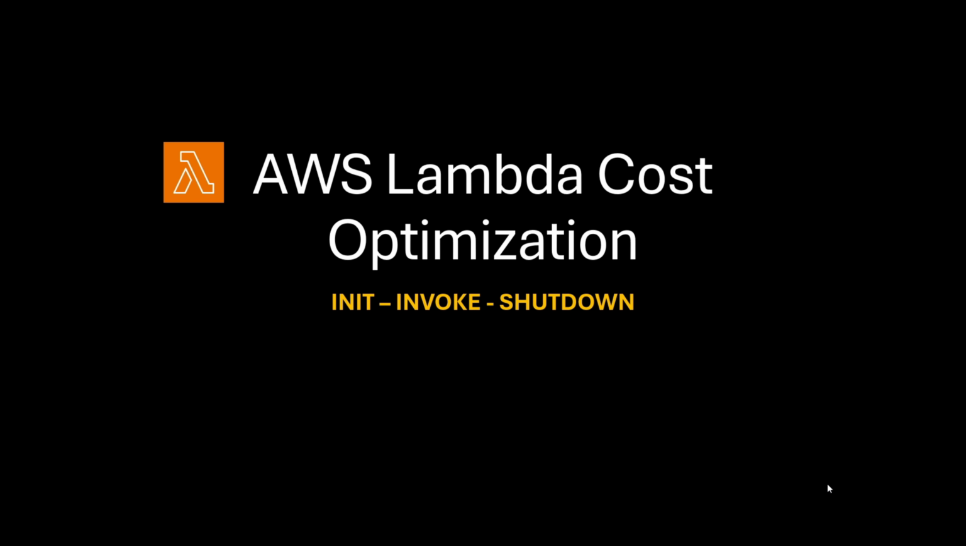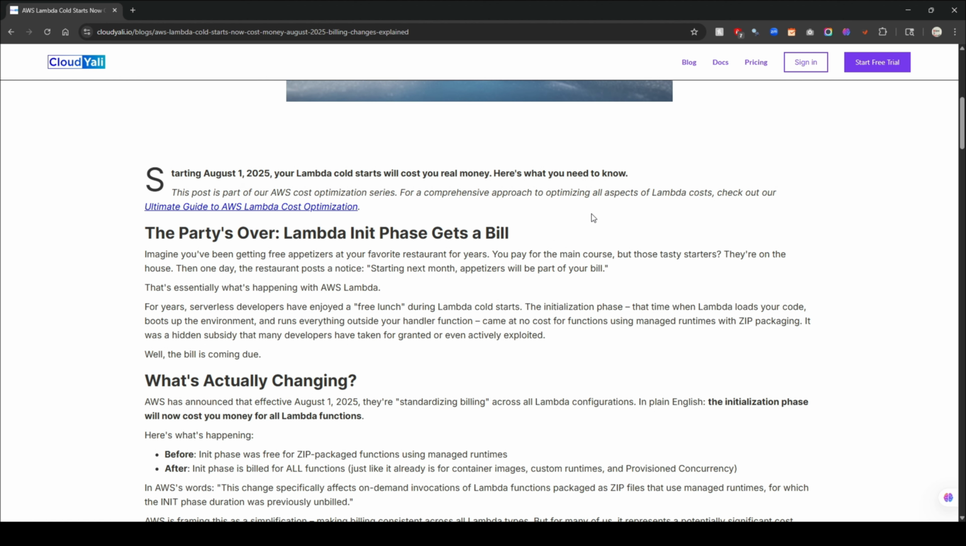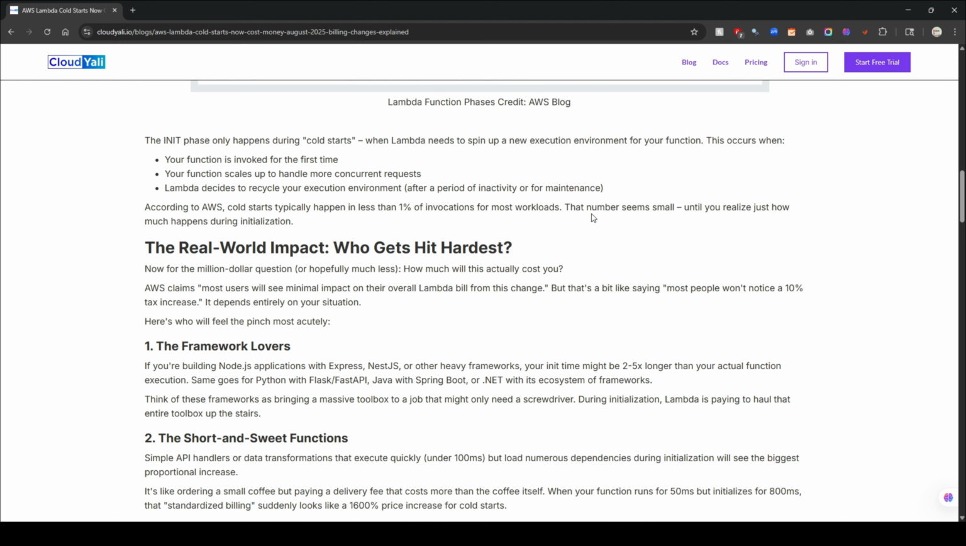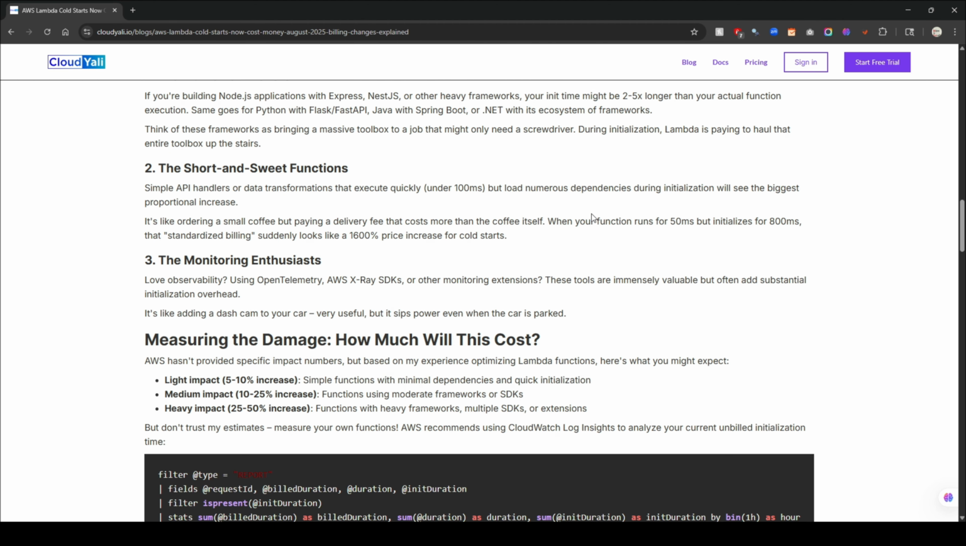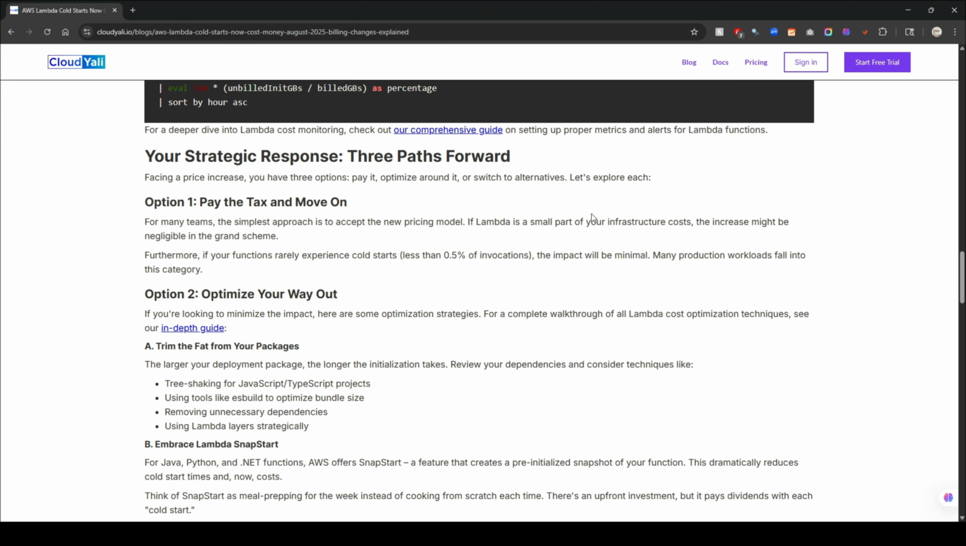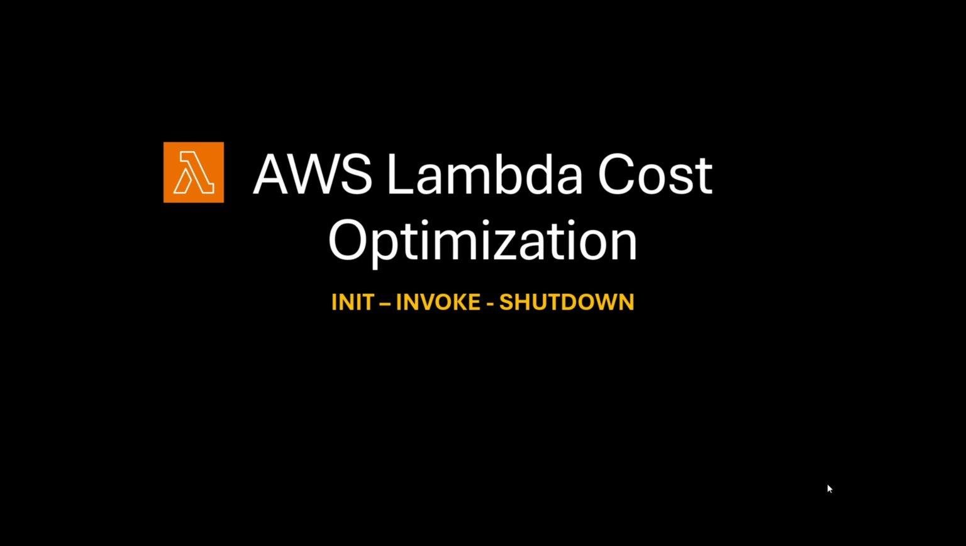Did you know that starting August 1st, 2025, AWS will begin charging for the init phase of your Lambda function? That means if your functions are not optimized, you could see higher cost with every cold start. In this video, we will break down the Lambda function lifecycle and focus on the init phase. We will learn how to optimize the init phase to reduce cost and make your Lambda function cost efficient.